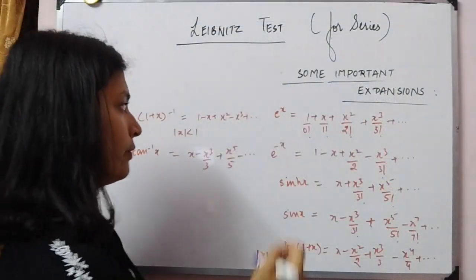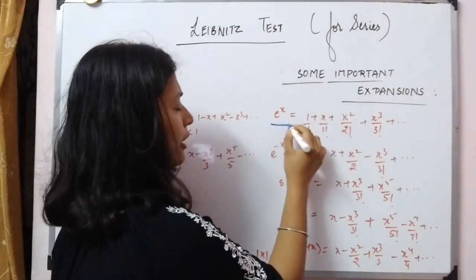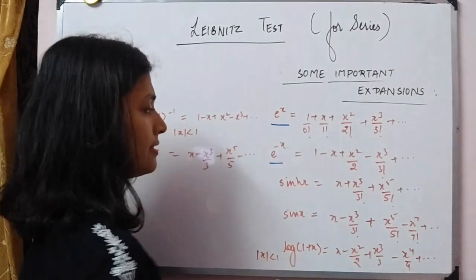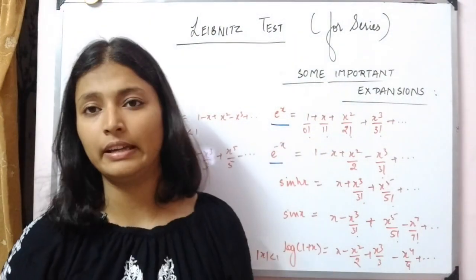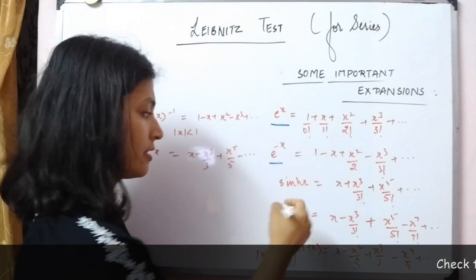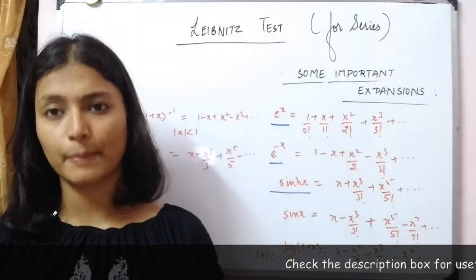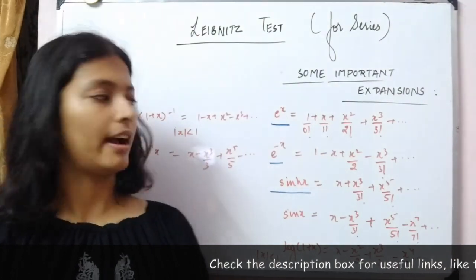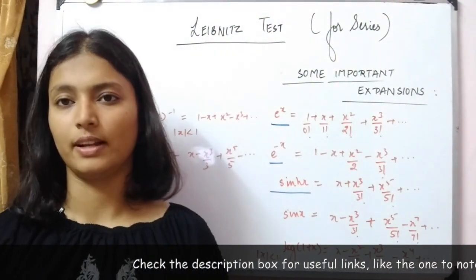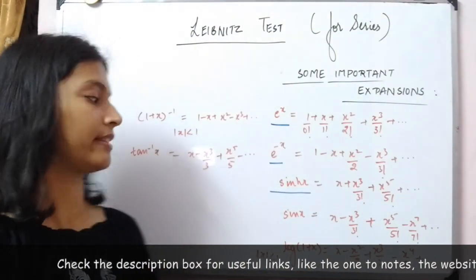Here are some of the important expansions, such as that of the exponential, e raised to the minus x. I'm just giving you a hint: you should know all the related expansions. If I've written sine hyperbolic x here, you should know the expansion of cos hyperbolic x as well and tan hyperbolic x as well. So these three are the important trivial ones.